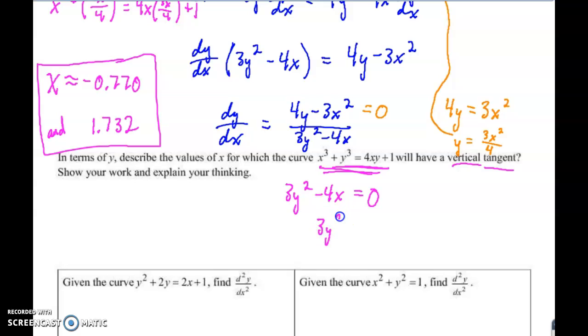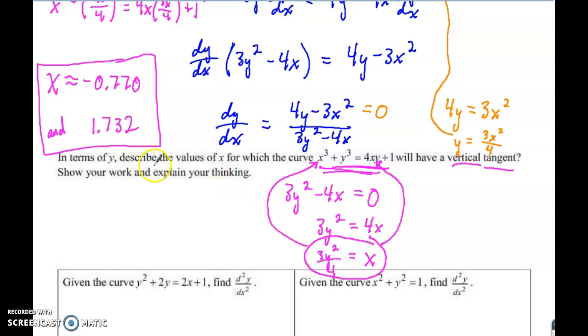Again, it probably makes sense to add 4x to the right side. And then it says describe the values of x, 3y squared divided by 4, where you would get the vertical tangent. So this, and then you would have to plug into this equation again one more time. And because it's sort of an open-ended question of describing the values, I would probably just leave it like this.